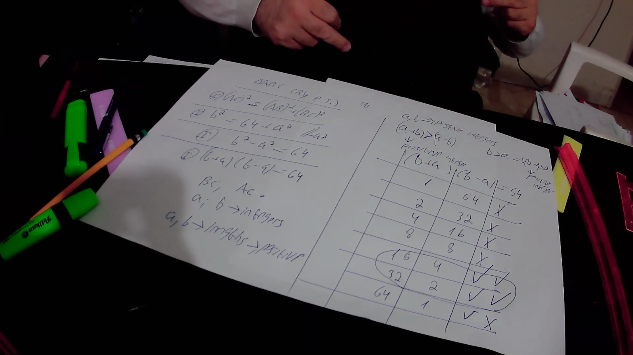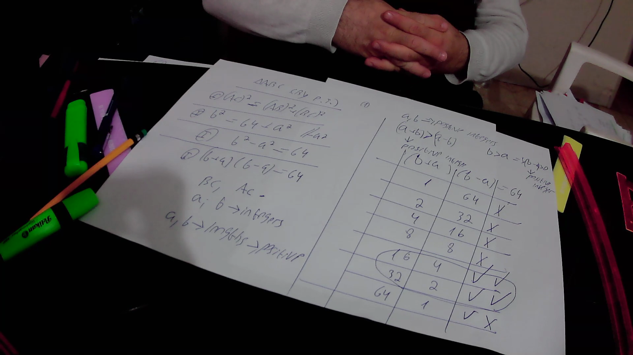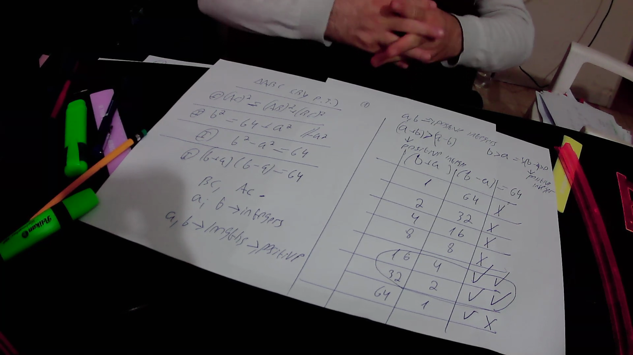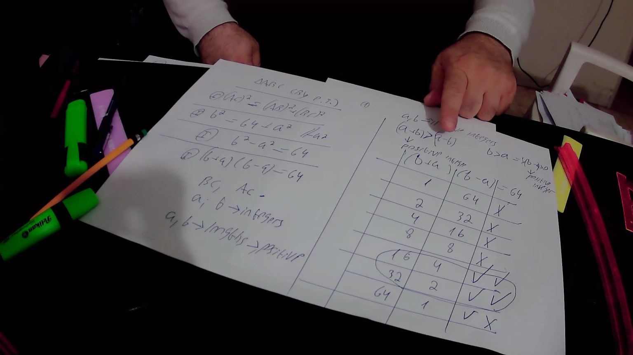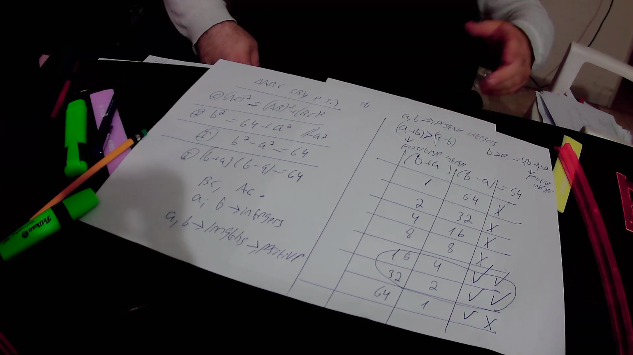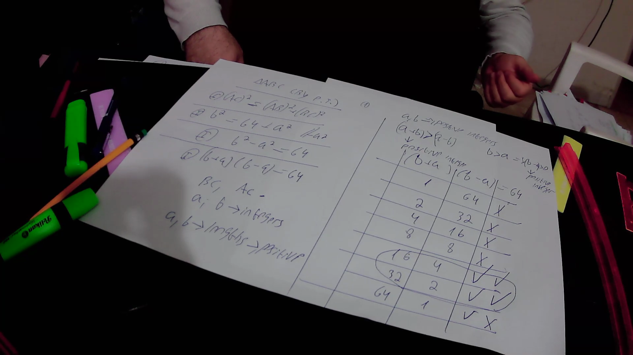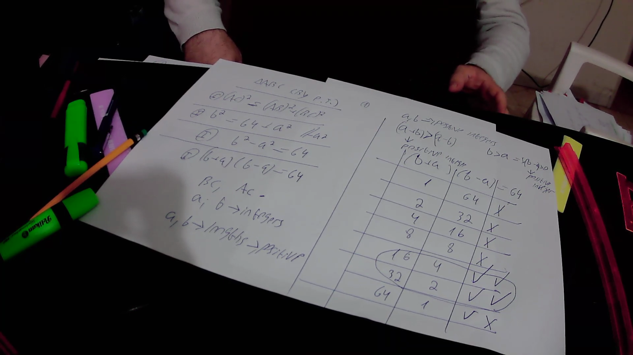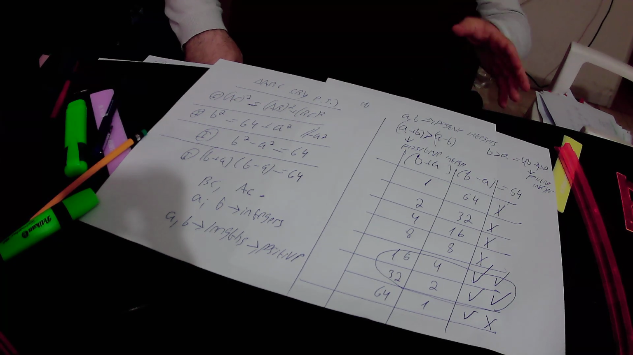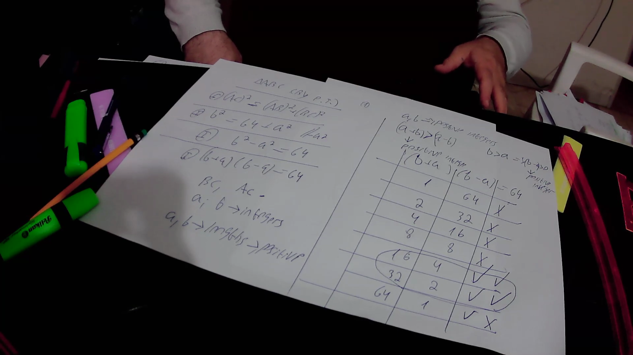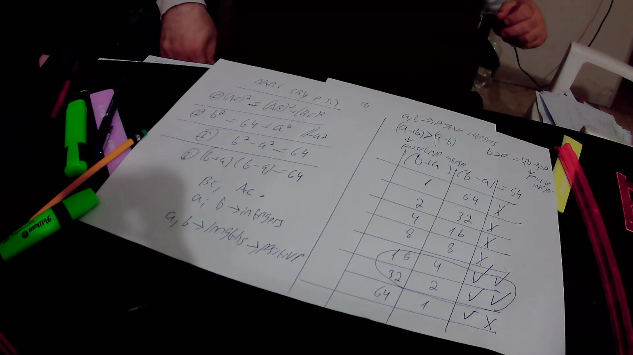So what options do we have here? According to equation number 1, (B plus A) times (B minus A) equals 64. So we have to find two positive integers that, multiplied by each other, give 64. There are not a lot of options. What are the options we have here?